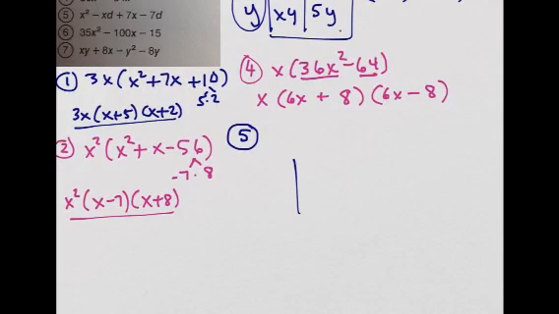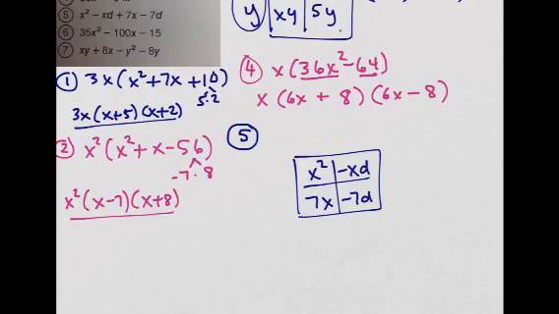So you draw your 2x2, and you put x squared, negative xd, 7x, and negative 7d. Okay? Greatest common factor in the top row right here is x. And then something times x is x squared. That would be x. Then something times x is negative xd. That would be negative d.